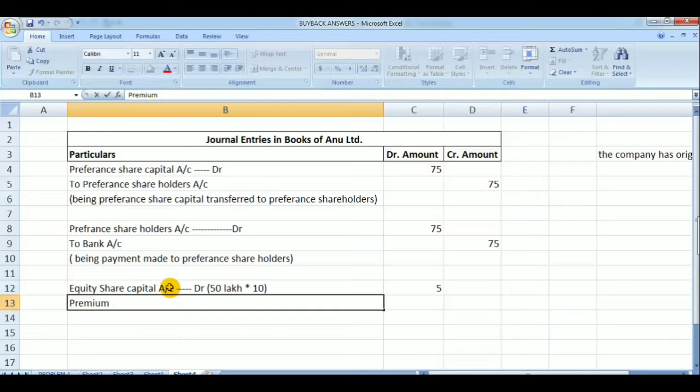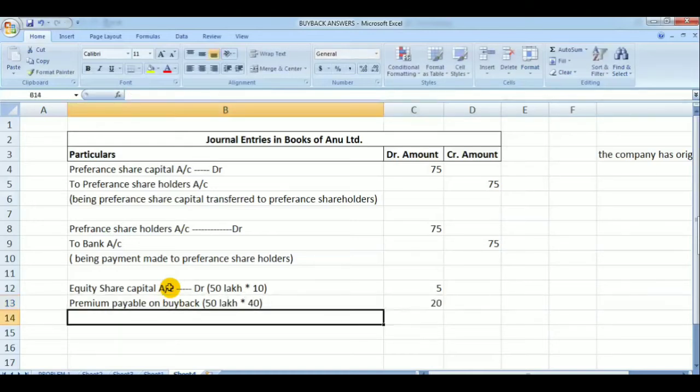Premium payable on buyback. Okay, this is the premium amount. How much extra are we paying? We are paying 40 rupees extra for 50 lakh shares. We are paying 40 rupees extra, that is 20 crores.